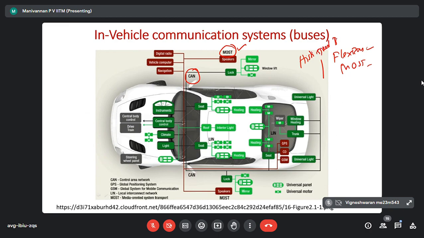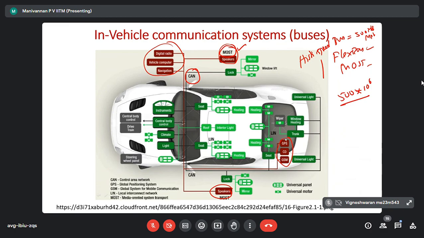High speed bus means 500 megabits per second, Mbps. Correct? 500 into 10 power 6 bits can be transferred in 1 second. It can even go to 1000 into 10 power 6, which is 1 gigabit. That's possible. That kind of information is needed only for video, music, all those things. For that, they are using the MOST bus. That is shown in the brown color. MOST bus is connected to the speakers, music system, CD player, all those things.